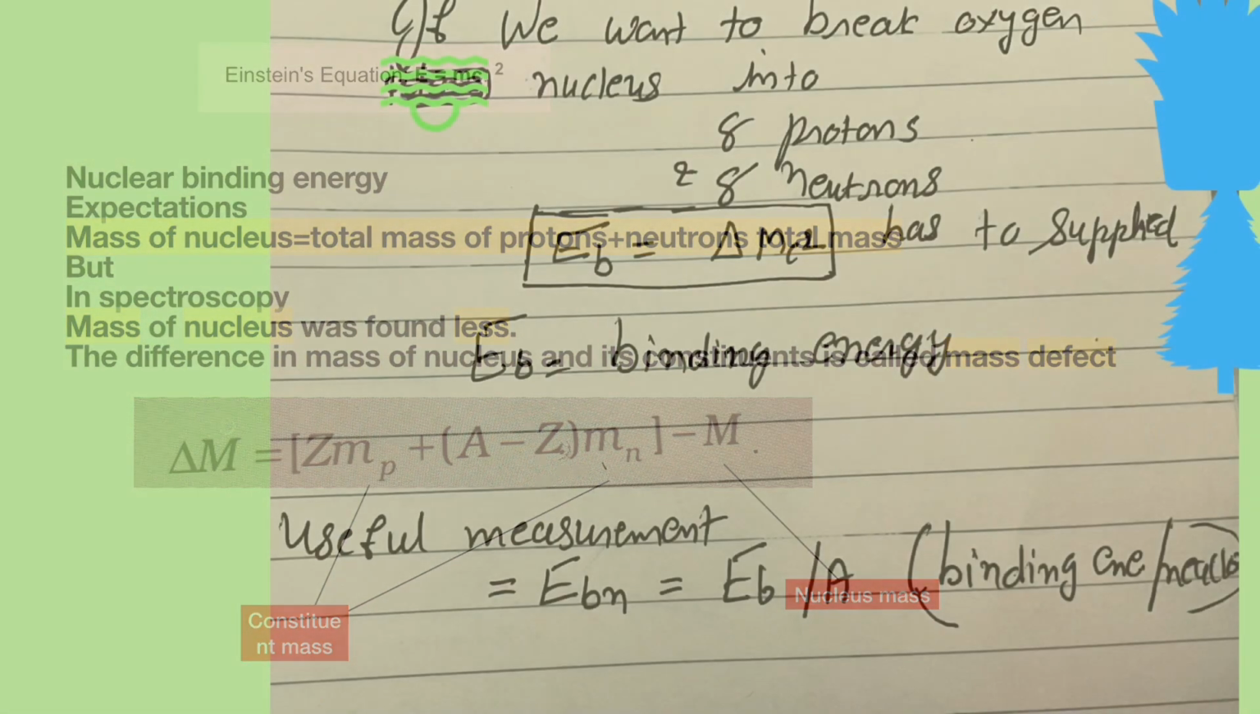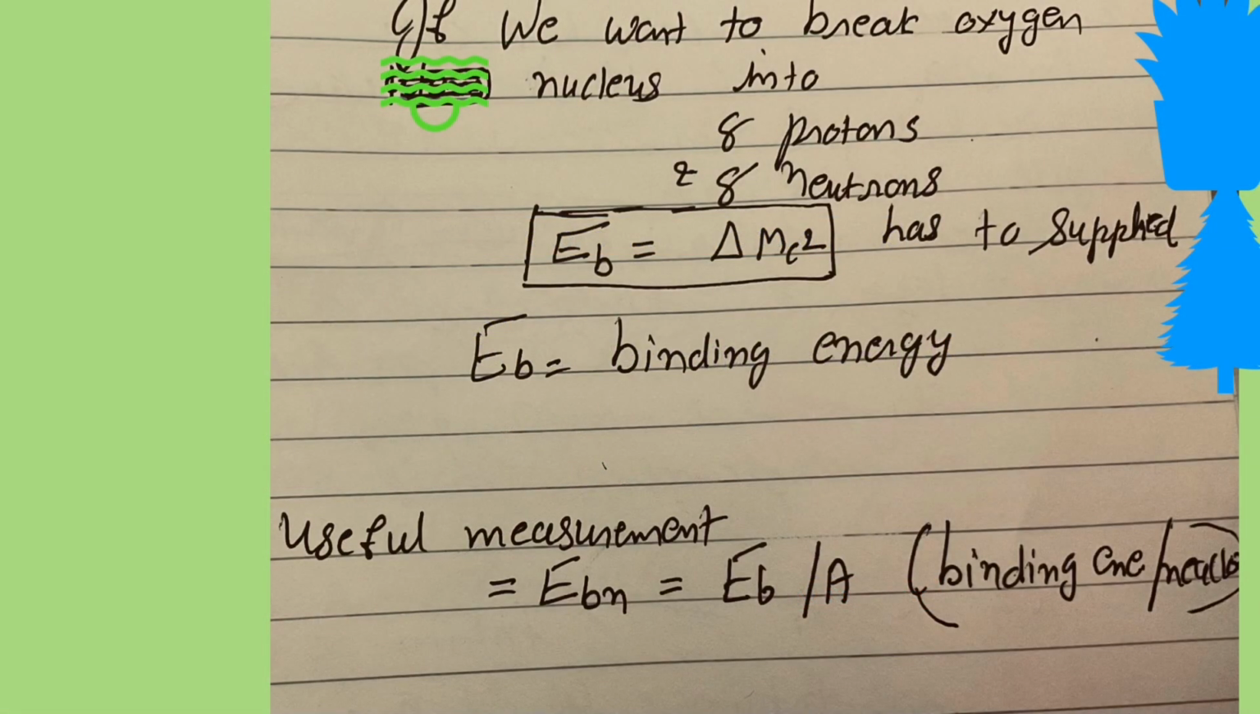To understand this clearly, if we want to break an oxygen nucleus into 8 protons and 8 neutrons, extra energy should be supplied. But what is that extra energy? It is equal to delta m c square, and it is called EB. EB is equal to binding energy. But the useful measurement is binding energy per nucleon. EBN is equal to EB by A.